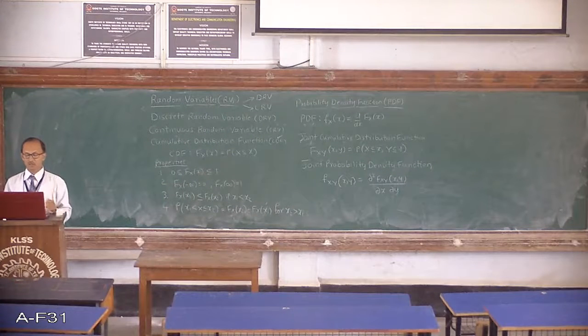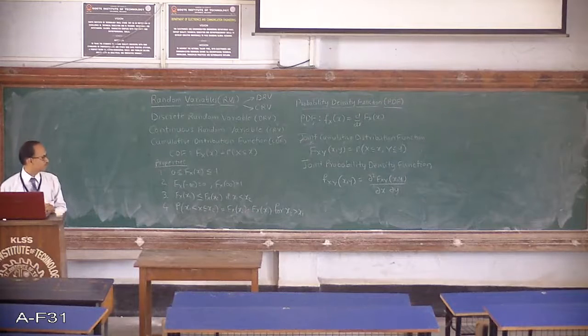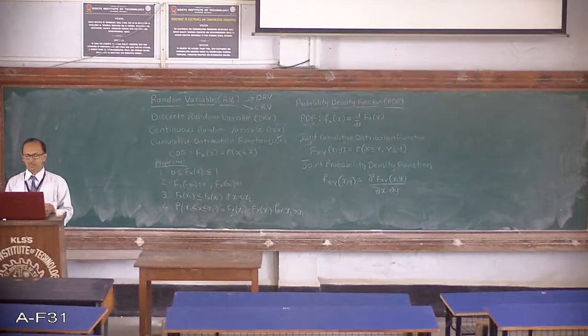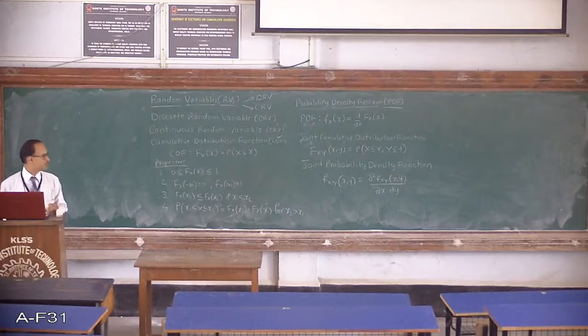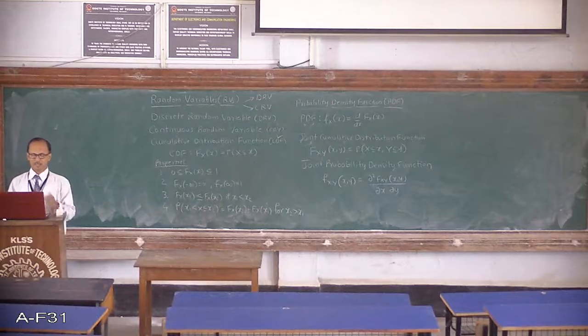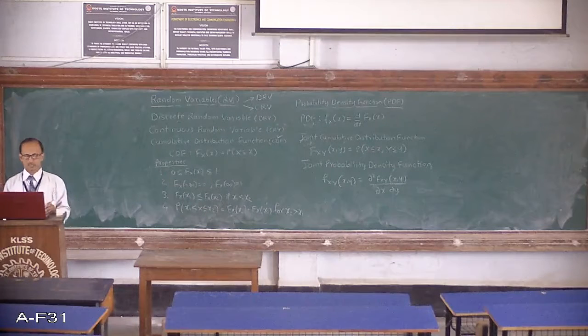The joint probability density function of two random variables x and y is given by the partial derivative of the joint CDF Fxy of x, y with respect to the dummy variables lowercase x and y. This is how we can write it.